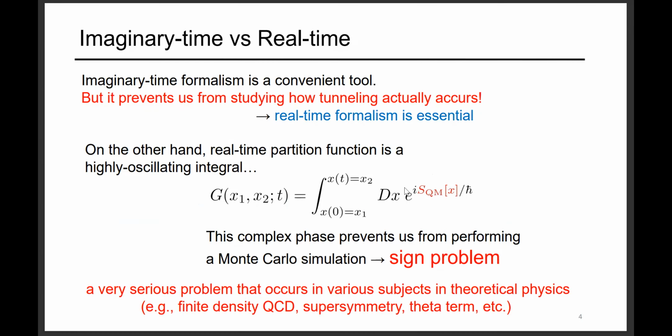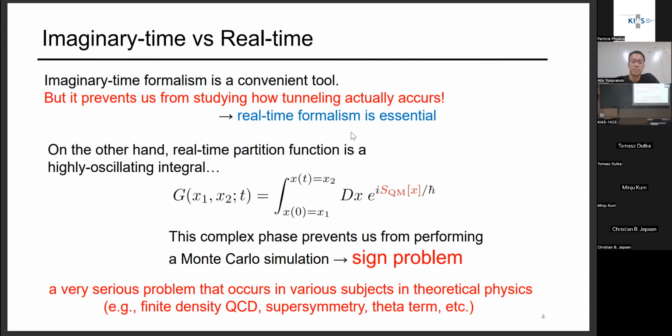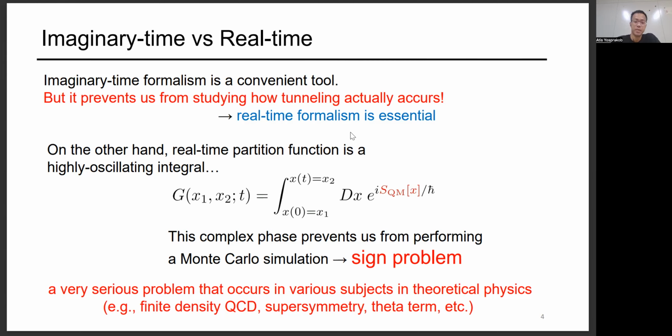But the problem is that when we do the calculation with imaginary time, the only useful thing is usually just the amplitude, but we cannot really study any kind of dynamics because it's not real time. So even though the imaginary time formalism is convenient, it prevents us from studying how the tunneling actually occurs in real time. So we need a real-time formalism in order to understand tunneling in more detail.